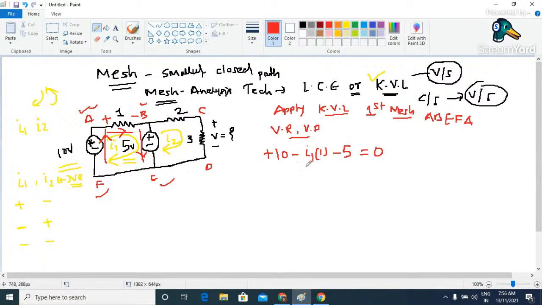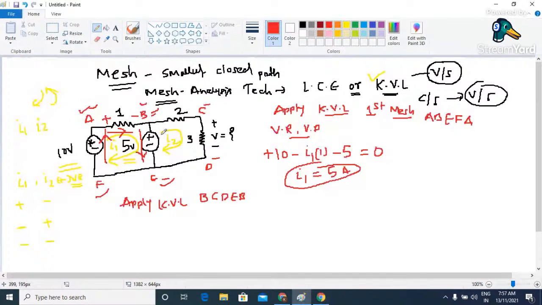Now once you know this, we can easily find out the value of I1. So I1 is going to be equal to what? 10 minus 5, which is going to be 5 ampere. So this is the first answer. Now in the same way, apply Kirchhoff's voltage law to the second mesh, which is nothing but B, C, D, E, B. This one, B, C, D, E, B.